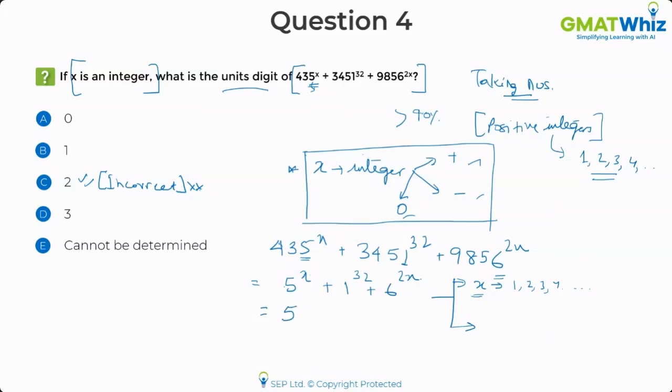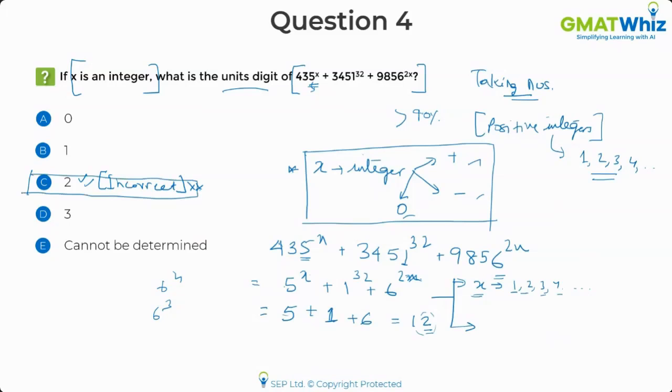5 to the power 1 is 5, 5 to the power 2 is 25, 5 to the power 3 is 125, no worries. 1 to the power anything is always 1, so this is not a problem. And 6 to the power something, again positive, is always 6. So 6 square is 36, 6 cube is 216. So when you take this case, the unit digit turns out to be 2. 6 plus 6 plus 6 is 12, so the unit digit is 2. And that is what most of you marked as the answer.